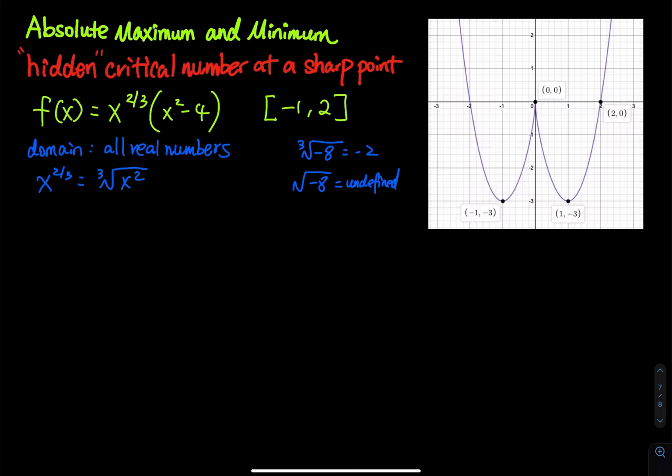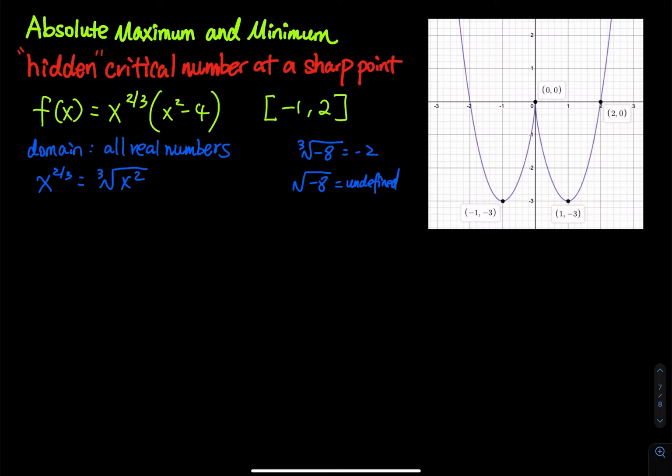So our function is f of x equals x to the 2/3 times x squared minus 4 on the closed interval -1 to 2. The domain of this function is all real numbers. If you look at the first factor, x to the 2/3, the 3 in the denominator gives you a cube root, so that is equal to the cube root of x squared. The cube root of a negative is defined, but the square root of a negative is undefined. So even though there is a radical sign, the domain of the entire function is still all real numbers. X can be positive, negative, or 0.